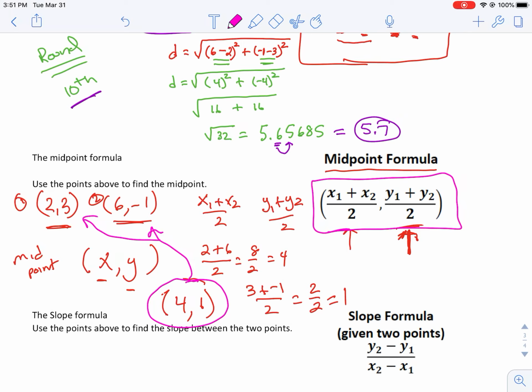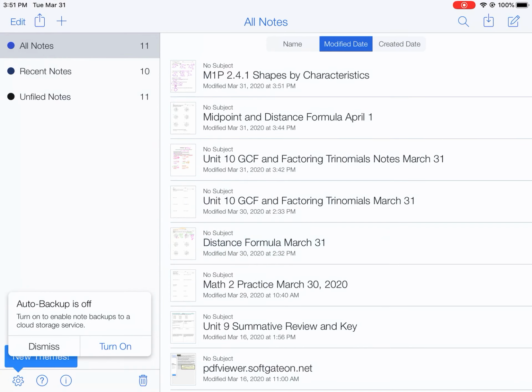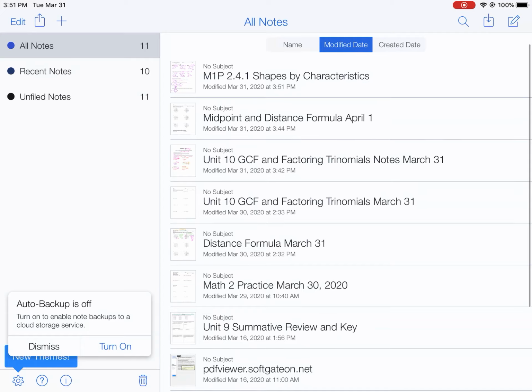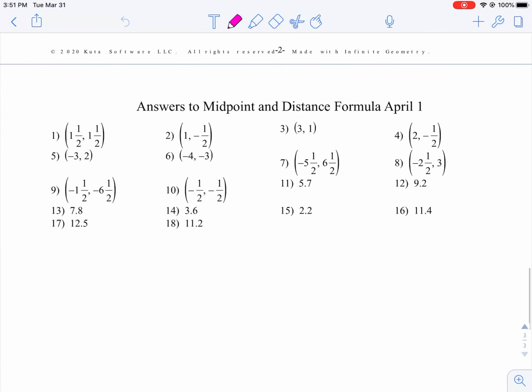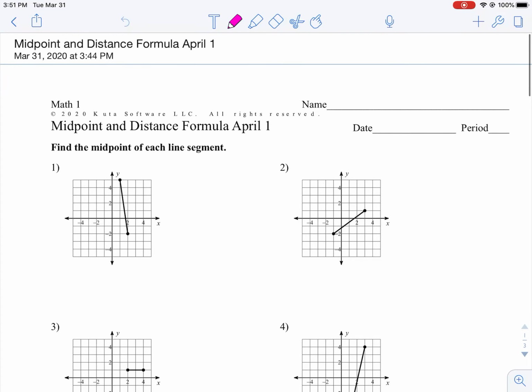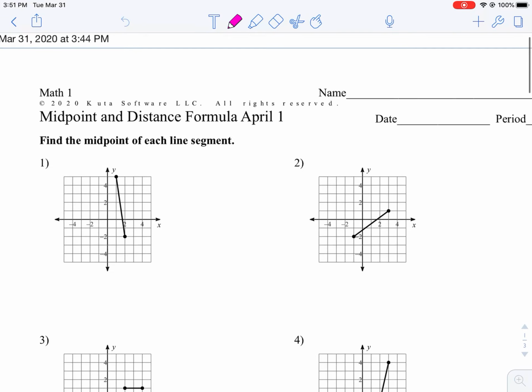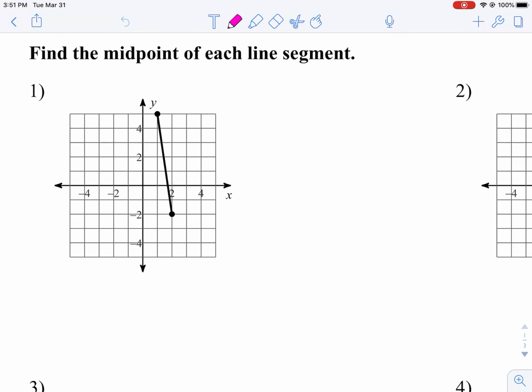Sometimes they'll give you the points like they did in our notes here, or sometimes you'll have a coordinate plane and 2 points on there, and you need to then find the coordinates of those 2 points, whatever they are, and then figure out what the midpoint is. So let's look at number 1. We have this point here, which is the point 2, -2. We go over 2, down 2. So that gets us this coordinate.